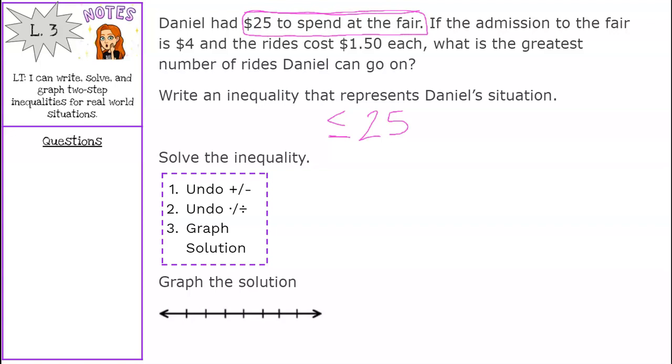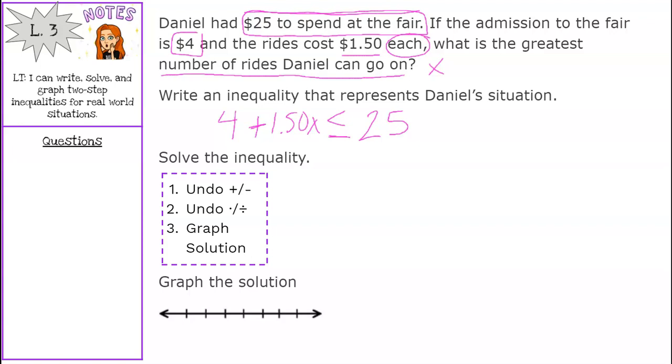If the admission to the fair is $4, that means right away he's going to spend $4. So we put $4. And then in addition to that, he's going to go on some rides. So we're going to add to that $1.50 each. What we don't know is the number of rides that Daniel can go on, so that's when we need a variable. We can give it any variable, so I'm going to assign that x. So we have 1.50x. And now we have an inequality that we can solve.